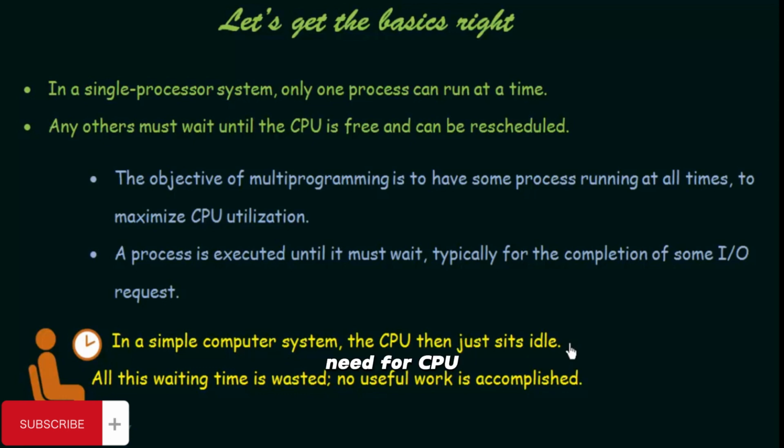So the basic need for CPU scheduling is to avoid this. We don't want the CPU to sit idle at any time. So what we want is that if there are processes available, then we want the CPU to be utilized as much as it can be. We don't want the CPU to sit idle. So in order to accomplish this, we are going to introduce CPU scheduling.